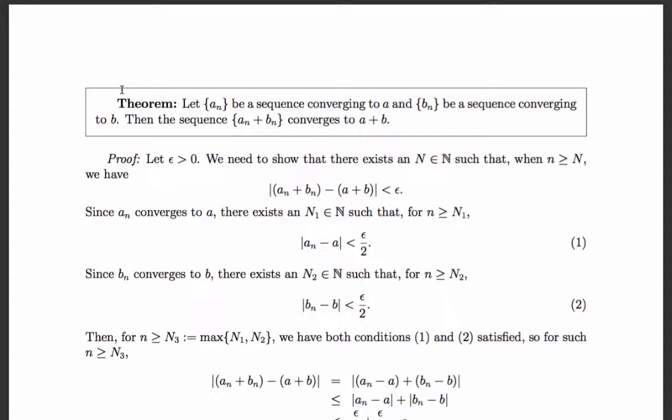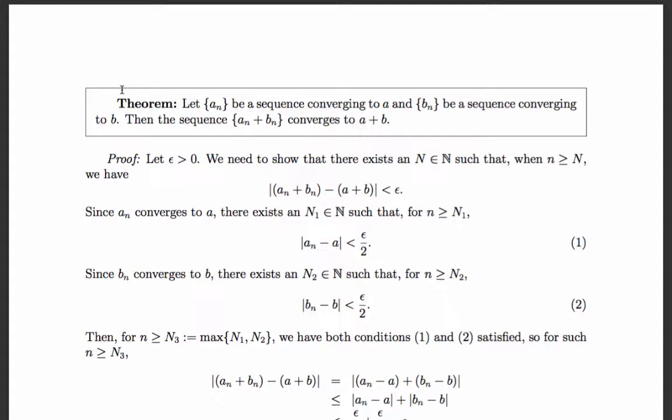So in the first theorem, let's assume that a_n and b_n are both convergent sequences to a and b respectively. Then the sequence a_n plus b_n converges to a plus b. Let's prove it. Well, first we have to start with an arbitrary positive epsilon, right? That's always our starting point.